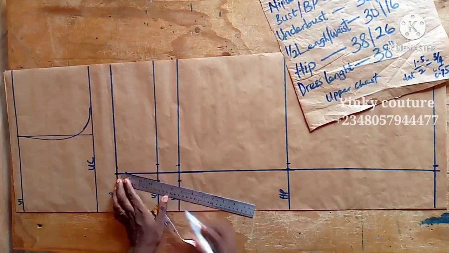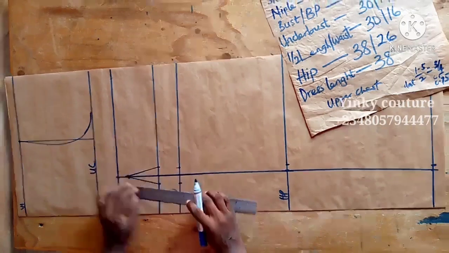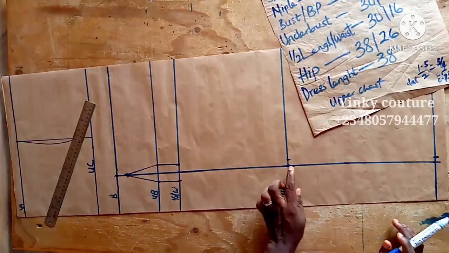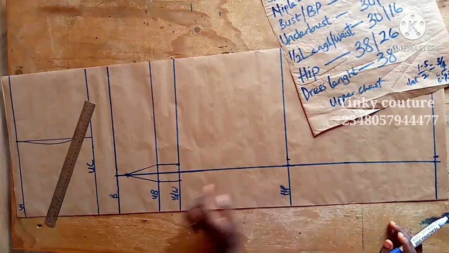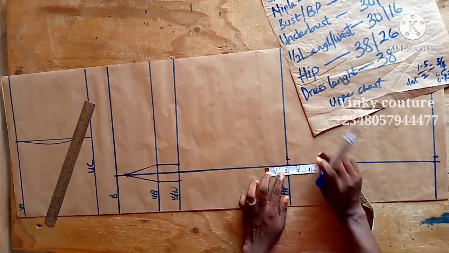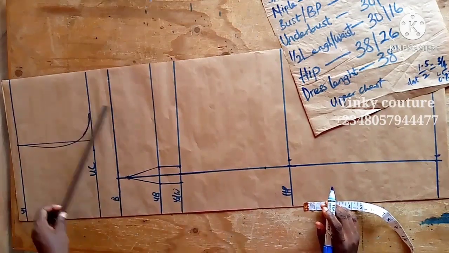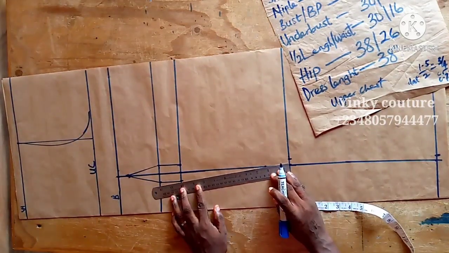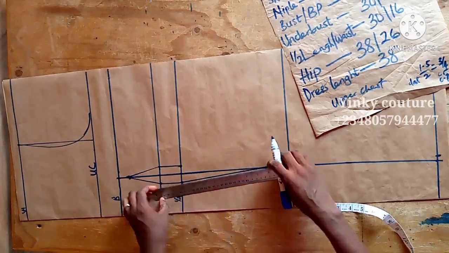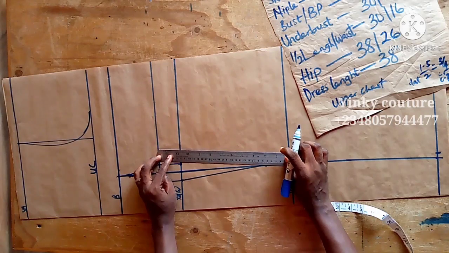Take 1 inch down from the bust point. Come down by 1 inch from the bust point. Then connect your dart intake like so. Then from the hip line also go up by 2 inches and connect the dart to the point. Connecting it to the point is very easy. Just connect like so. So on the under bust and on the half length, we have a dart intake of 1.5.